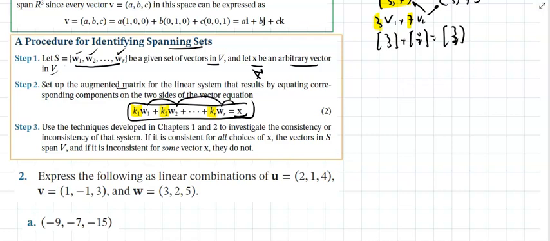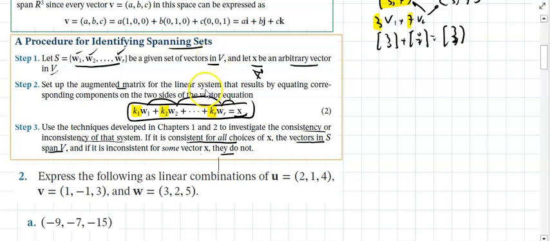If you can find a solution, that means X is a linear combination of those vectors. If you can't find a solution, you'll say it's not a linear combination of those, and it's not in the spanning set. Use techniques developed in chapters 1 and 2 to investigate the consistency or inconsistency of the system. If you have a consistent system, whether it's one solution or an infinite amount of solutions, then we say the vectors in S span V. And if it's inconsistent for some value of X, we say they do not. That's simple. That's how you know if they span or not.